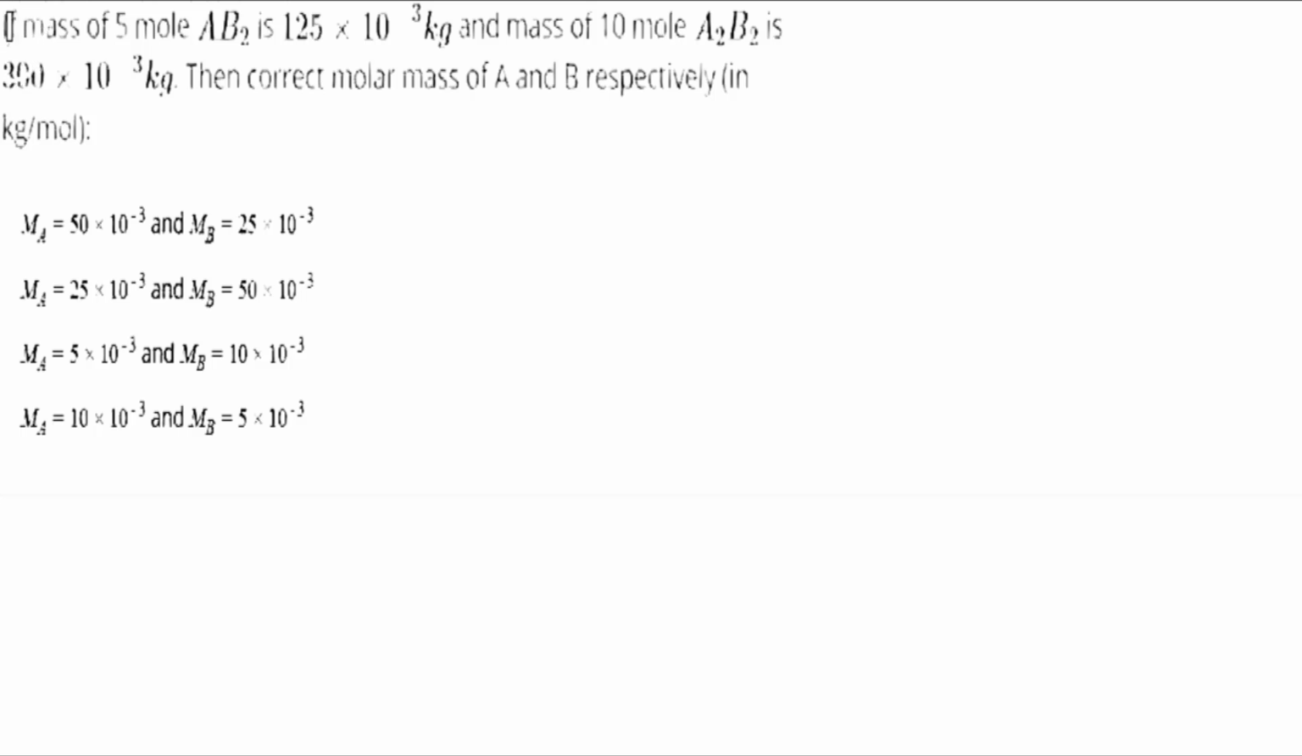The given question says that if the mass of 5 moles of AB2 is 125 milligrams and the mass of 10 moles of A2B2 is 300 milligrams, then the correct molar masses of A and B respectively in kilogram per mole are. So first of all, let us write what is given.